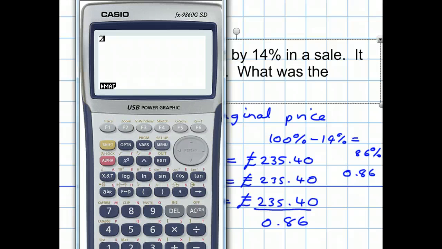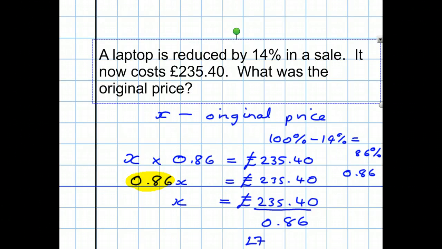£235.40 divided by, I'm going to use the ABC because it appears as a fraction in my working. Same thing occurs. You divide by 0.86, and what do we get? £273.72. Got the answer, £273.72. Let's just double check. Look, it's gone down. So therefore, my answer should be bigger than £235.40, which it is.